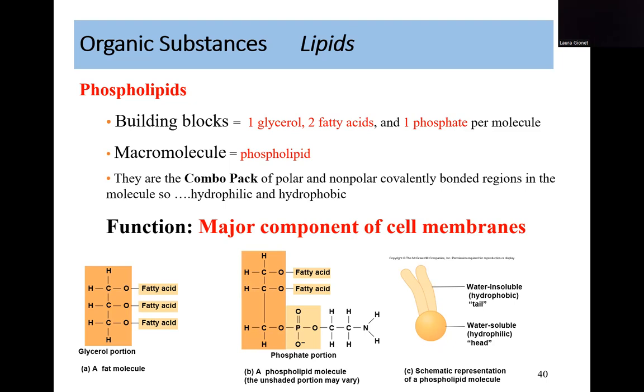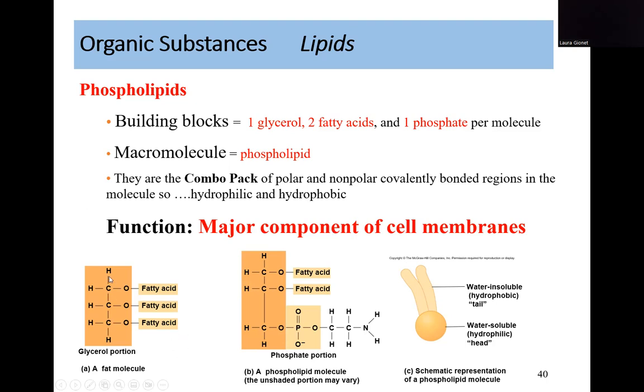The ball end represents the phosphate group, which is polar covalently bonded, and therefore it likes water and is hydrophilic. The 2 tails there are the fatty acids that are non-polar covalently bonded, and thus they hate water, they're hydrophobic. The tails will point toward one another in a plasma membrane. And we'll see that again in the next chapter when we look at cells. So the function of these phospholipids is a major component of cell membranes.